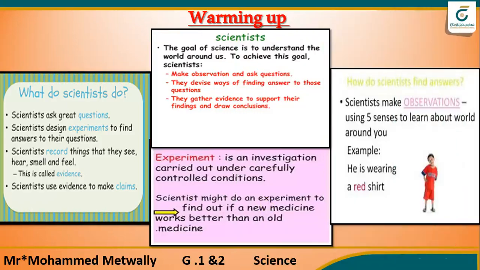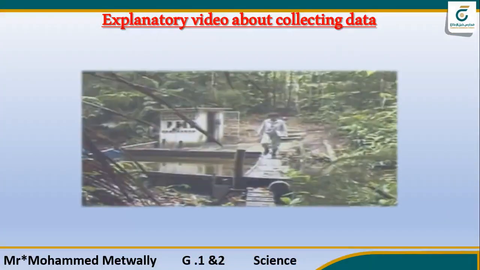Let me remind you again with some information about scientists. The goal of science is to understand the world around us. To achieve this goal, scientists make observations. They ask questions. They devise ways to find answers to these questions. Then they gather evidence to support their findings. Then they draw conclusions.